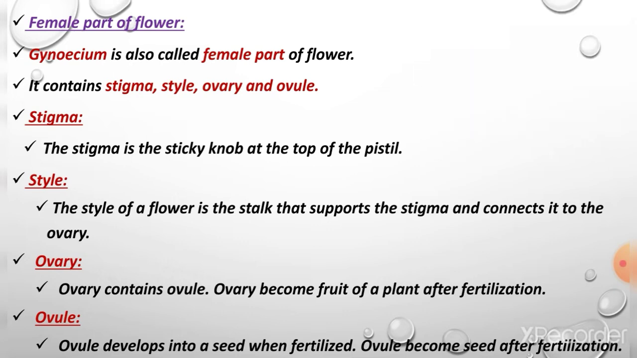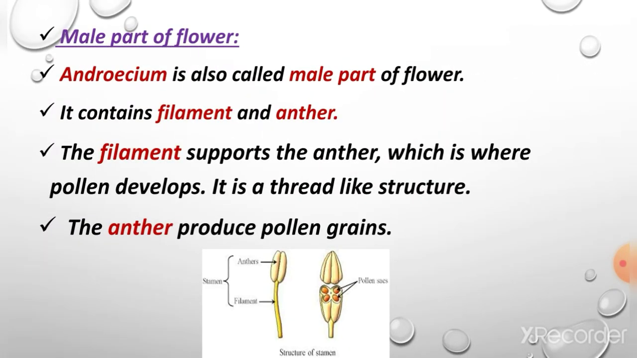Okay, so again we will say the male part of a flower. Androecium is also known as the male part of a flower. It contains filament and anther. What are the two parts of the male part? Filament and anther. What is the function of the filament? It is a thread-like structure. What is the anther portion? The anther produces pollen grains.